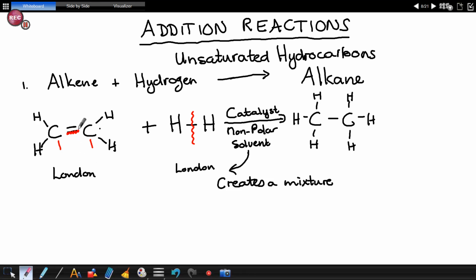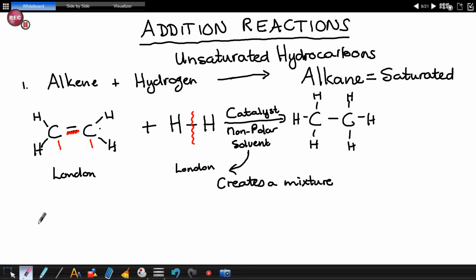Once the collision between the molecules breaks the double bond, which is not too difficult to break, that molecule is now reactive. It will attack the hydrogen and break the hydrogen's bond. It's magic. You take an alkene, which is unsaturated, and you make an alkane, which is saturated. You have now changed the mass of the molecule. You have added to the molecule. That's why it's called an addition reaction.